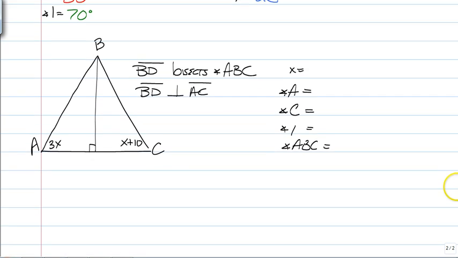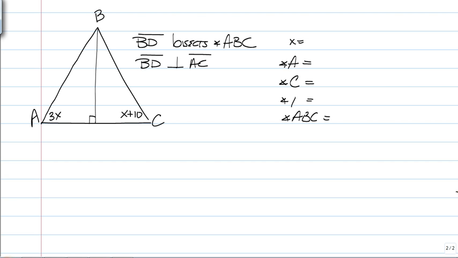And here's the last one of the day. This one's got a lot of information for you to find. It's a little bit of a challenge, but of course what I'm going to do is ask you to pause the video and try it. So it says that BD bisects angle ABC, and I'm going to call that one angle 1. And then it says BD is perpendicular to AC. What I would like you to do is find x, find angle A, angle C, angle 1, and angle ABC. See if you can do it. Pause the video and give it a try.